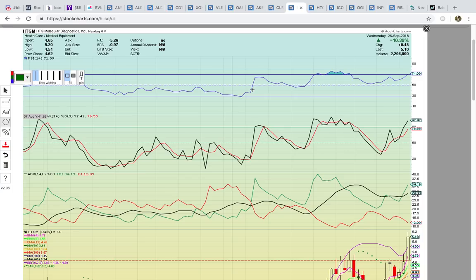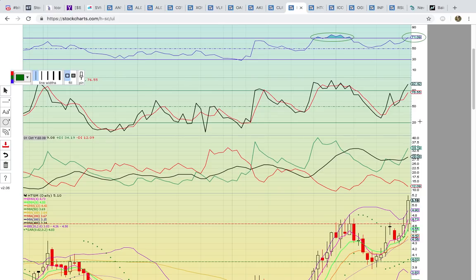Okay, let's look at HTGM here. All right, so yeah, closed up 10% today. This is impressive. It had a breakout. Now you've got RSI closed above 70 at 71. It needs to stay above, similar to here. If it were to drop back below, it could consolidate. You have Fasto now above 80.